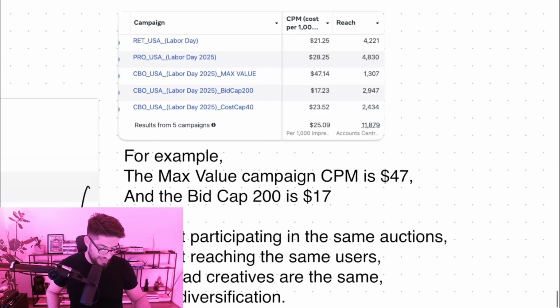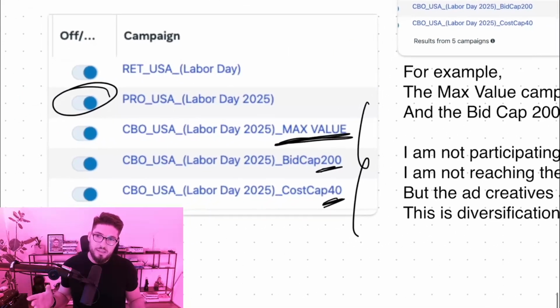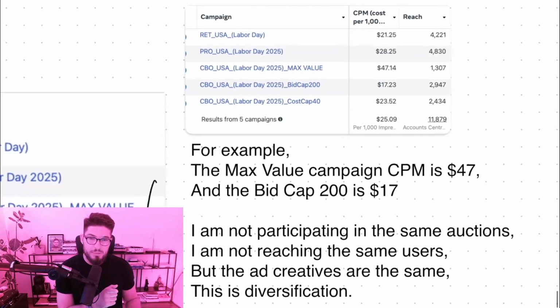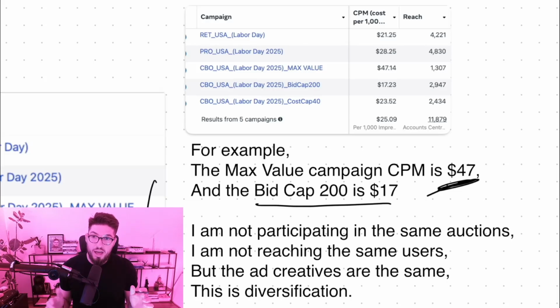And then to give you an example, also, that's for the Labor Day, but in general, I do things like this. Like I diversify my media buying into different bids and different, like I want to participate in different auctions. So to give you the example here, this max value campaign, the CPM is 47. And then the bid cap 200, the CPM is 17. Both have a really good ROAS. So it's not better or worse. I'm just reaching different people.